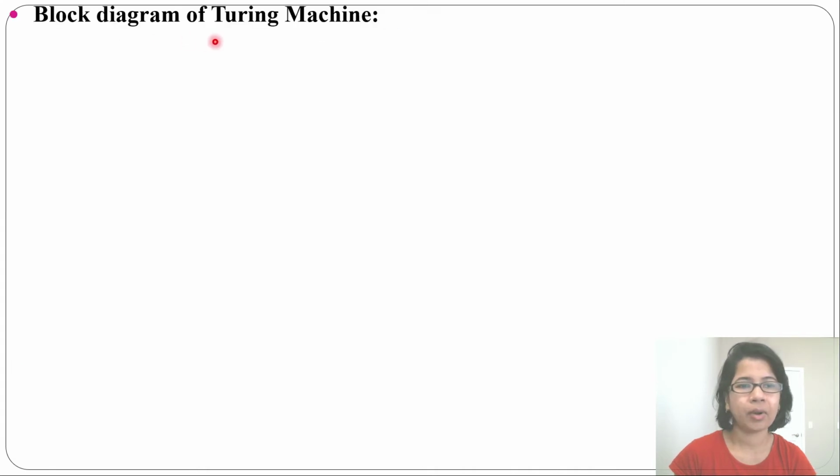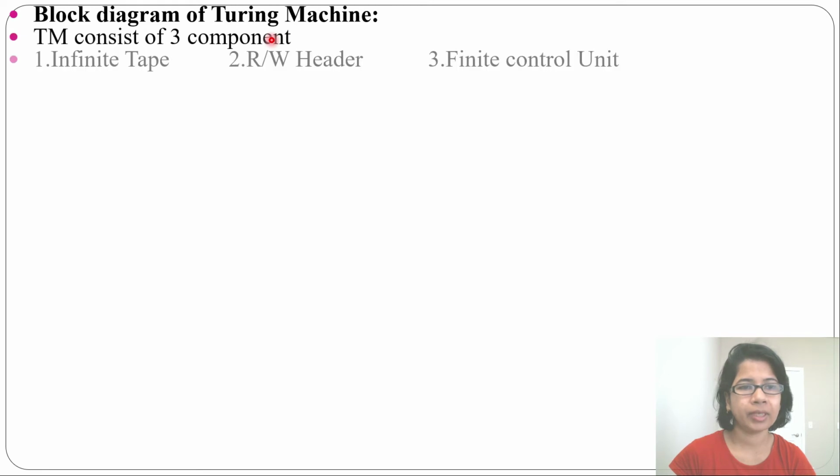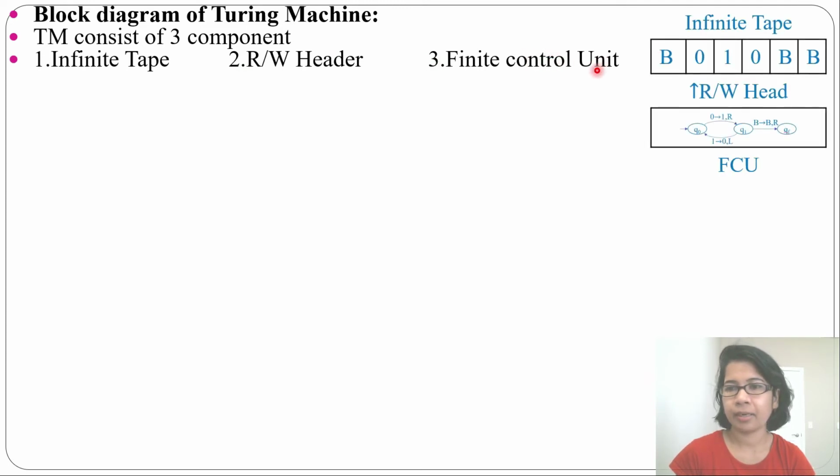Let's discuss the block diagram of a Turing machine. A Turing machine consists of three components: one is the infinite tape, second is the read-write head, third is the finite control unit. This is a block diagram. This is an infinite tape that contains the input string plus blank symbols. Then this is the read-write head that will read the input string or blank symbol, and this is the FCU, the finite control unit, that contains the Turing machine, or you can say that contains the logic.